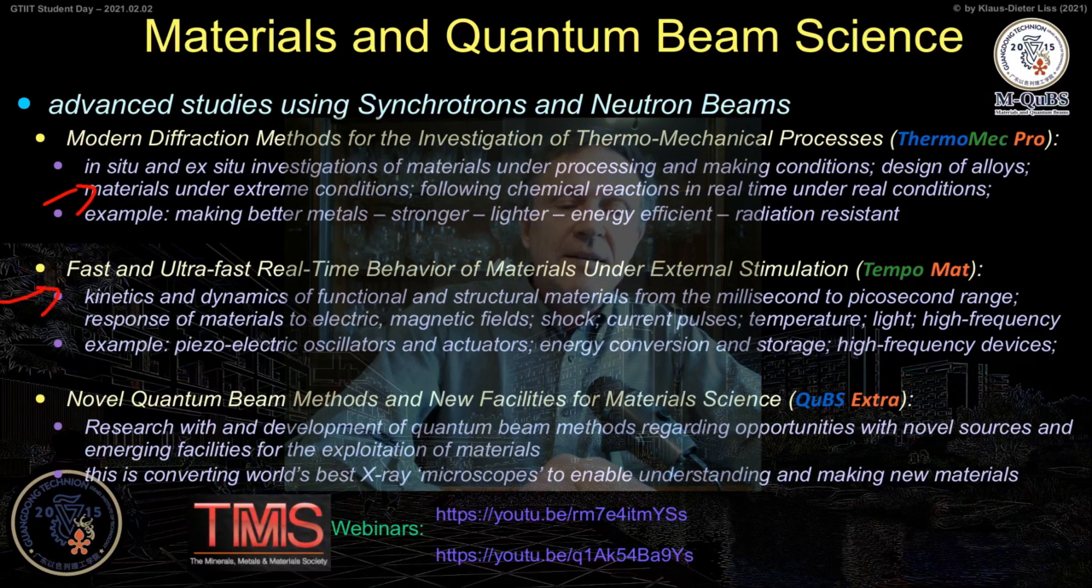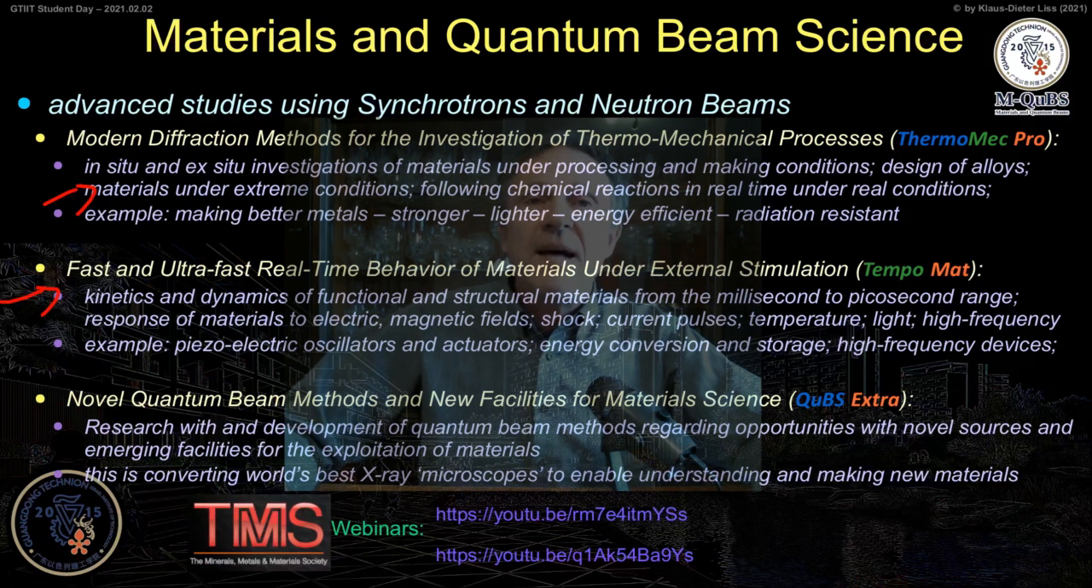Then I'm interested in fast and ultra-fast real-time behavior of materials under external stimulation. This relates to the kinetics and dynamics of functional and structural materials from the millisecond to the picosecond range, the response of the materials to electric and magnetic fields, shock, current pulses, temperature, light illumination, high frequency. And examples are piezoelectric oscillators and actuators, energy conversion and storage, and high frequency devices.